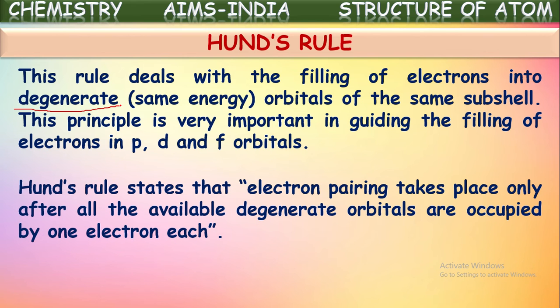Hund's rule states that electron pairing takes place only after all the available degenerate orbitals are occupied by one electron each. As there is more than one orbital in these higher subshells, all the degenerate orbitals will first be occupied by a single electron. Then only does pairing of electrons take place in these degenerate orbitals. This is the statement of Hund's rule.